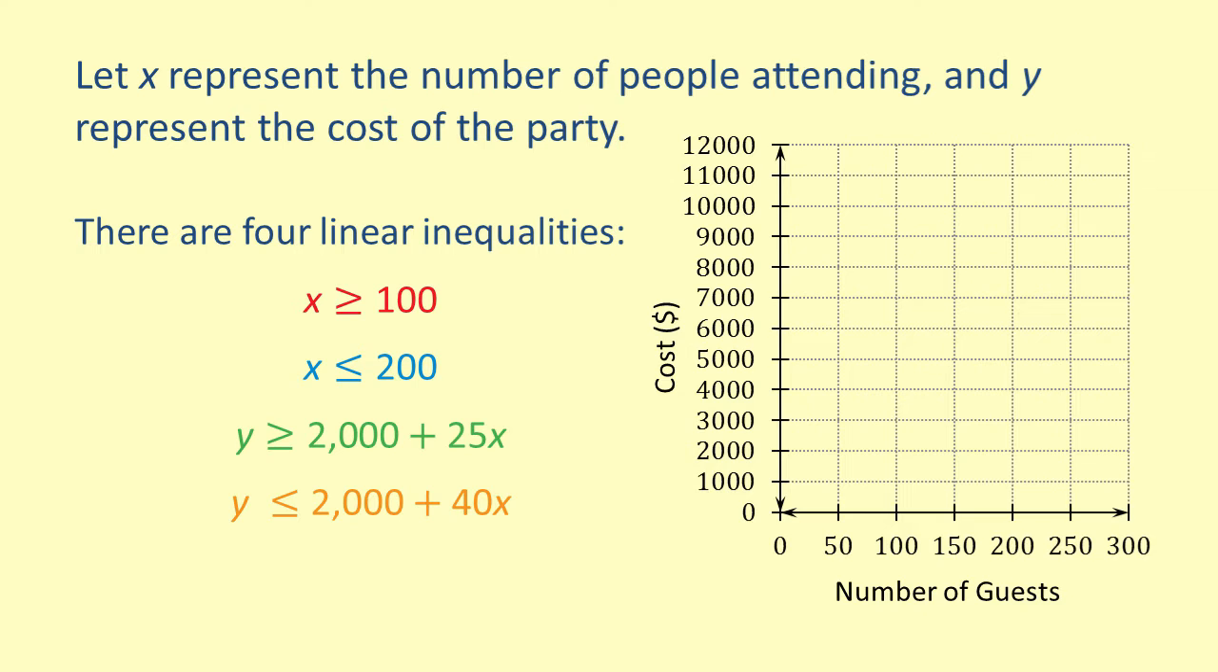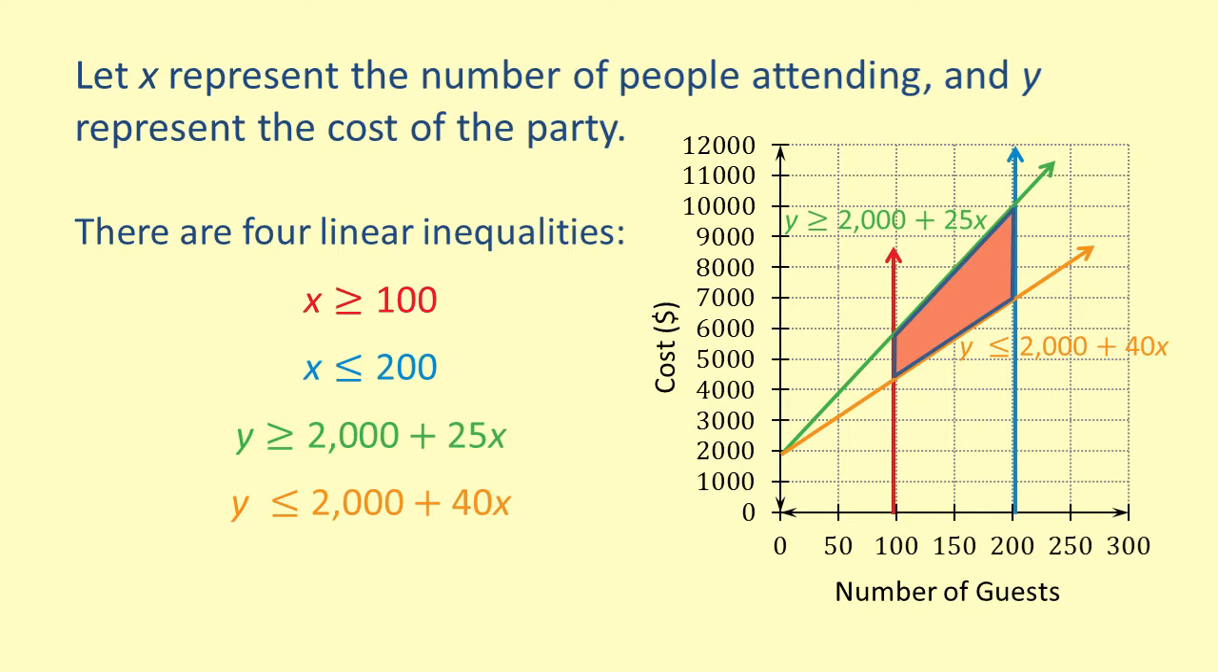Finally, we can graph these four inequalities on the same coordinate plane and identify the area within the bounds of each line. The solution, or shaded area in the graph, implies that the party cost will be between $4,500 and $10,000.